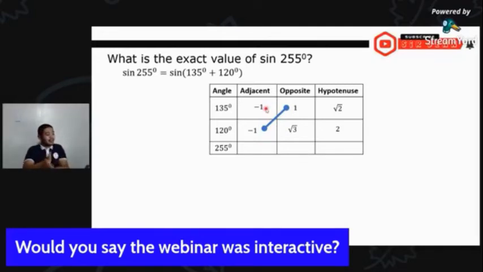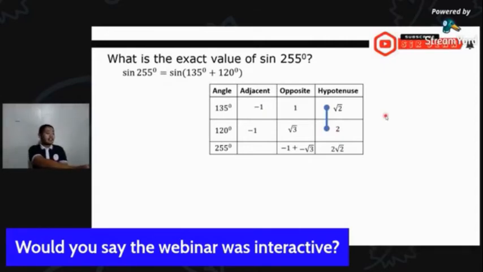So for us to identify the opposite side of 255 degrees, we're just going to multiply those two numbers, 1 times -1, and that would be, correct, -1. Then we multiply these two numbers: -1 times square root of 3, and that would be negative square root of 3. Then we proceed to addition. For the hypotenuse, same process, we multiply these two numbers: square root of 2 times 2, and that would be 2 square root of 2.